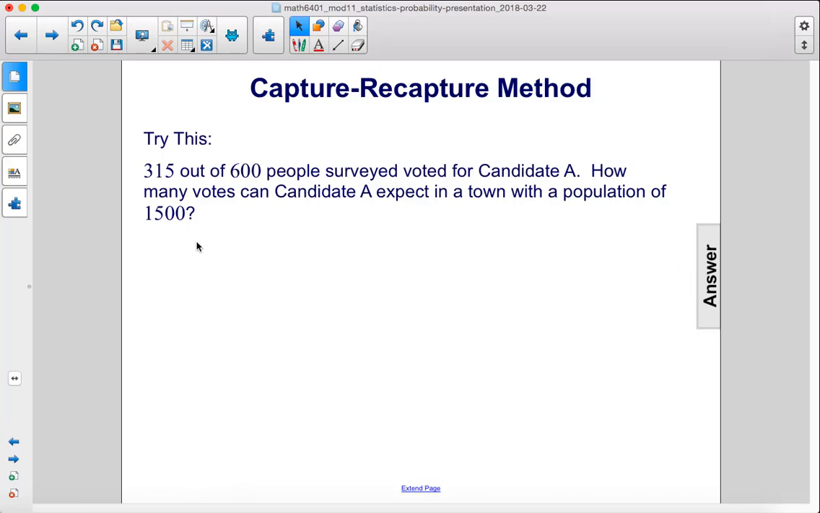Try this. 315 out of 600 people surveyed voted for candidate A. How many votes can candidate A expect in a town with a population of 1,500?